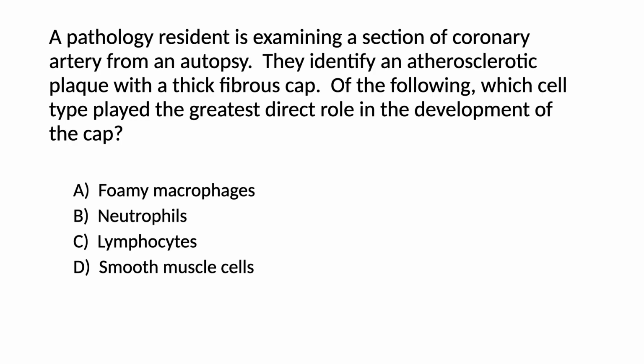And so the answer is smooth muscle cells. Remember, smooth muscle cells secrete the collagen and elastin that help that cap develop. Lymphocytes are the ones that inhibit the smooth muscle cells, inhibiting production of the cap, and also stimulate the foamy macrophages, the foam cells, to produce matrix metalloproteinases, which break down that fibrous cap. It actually makes it thinner, into a vulnerable plaque that is more prone to rupture.